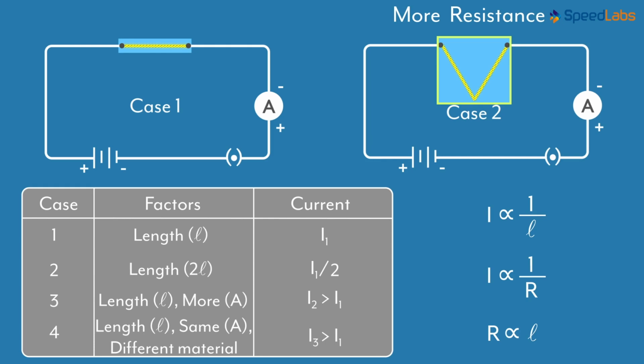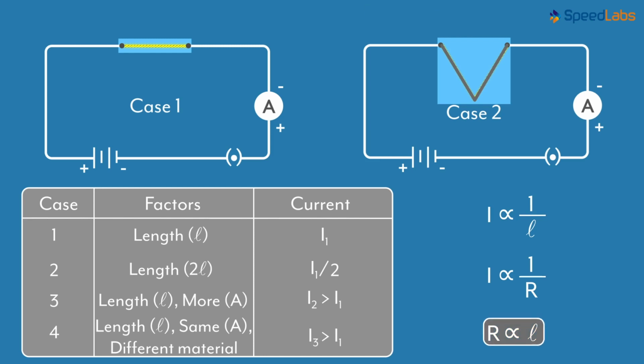Note that here we assume everything else will be constant. It'll be the same wire and it'll have the same cross-sectional area, and other factors like temperature will also be constant. So the length of the wire is one of the factors on which the resistance of a conductor depends. The resistance of a conductor is directly proportional to the length of that conductor.